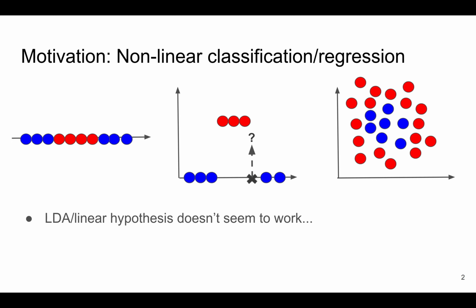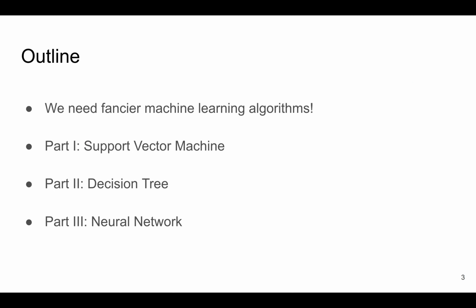Or if the events have a 2D distribution like the right plot, which is clearly not linearly separable. So LDA or linear hypothesis don't seem to work. How do we perform nonlinear classification or regression? We need fancier machine learning algorithms then. This week, we'll learn about three kinds of such algorithms.